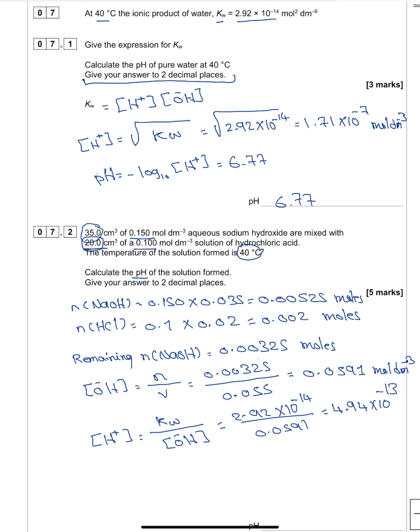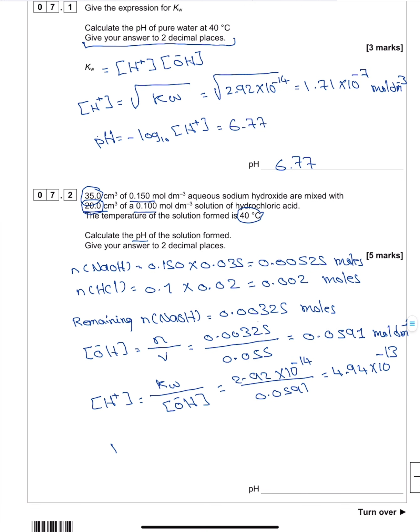Now we have the hydrogen ion concentration, and what we need to do is calculate the pH, which is going to be minus log 10 of the hydrogen ion concentration. Remember to give your answer to two decimal places, and that's 12.31. So that's the pH of the solution.